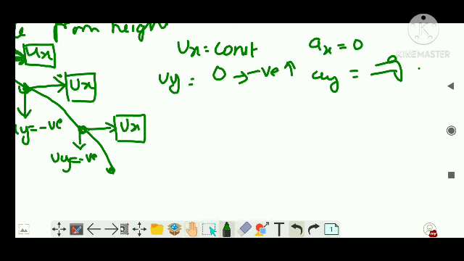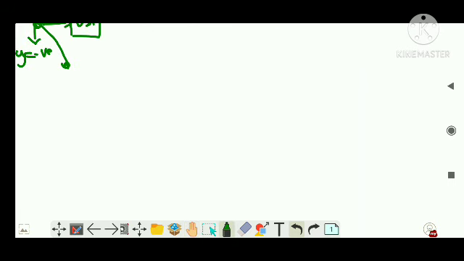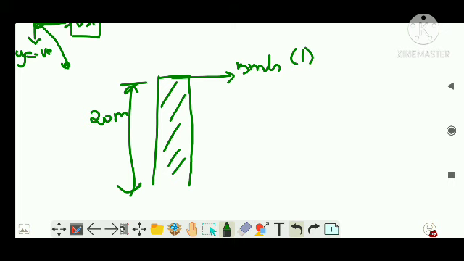Now suppose we are going to do a simple problem, by which you can understand it. This is a tower, and you are throwing a ball with a velocity of 5 meters per second in this horizontal direction, and let's say this tower has a height of 20 meters, right? And you are asked for the time, and many things we will do. Let's start with the first question: what is the time taken by the particle to reach the ground, right?